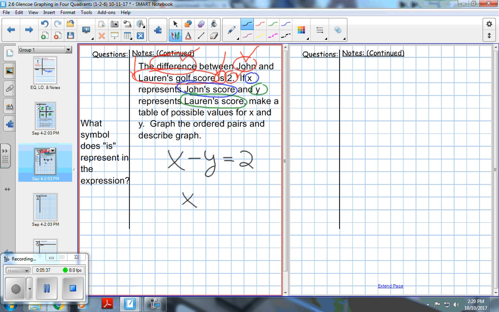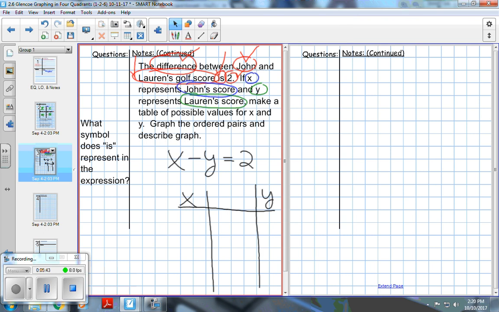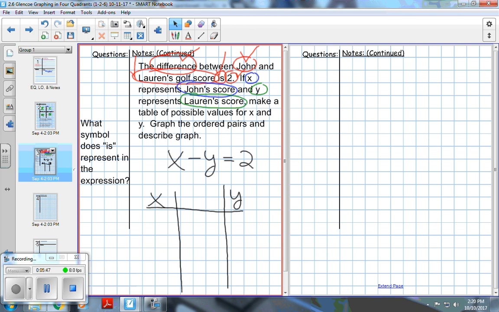And that is just going to be a simple function table where we're choosing the independent variable, the x, and finding the y. And remember, in a function table, we write that function in the middle. So let's start figuring this out.